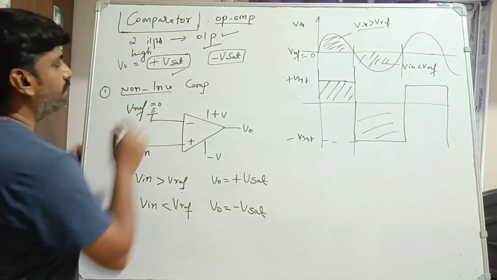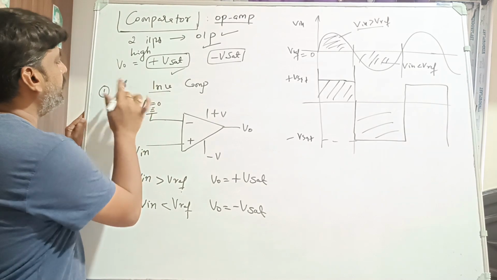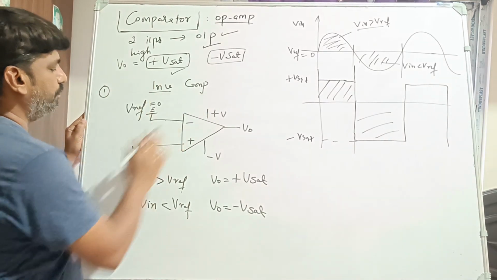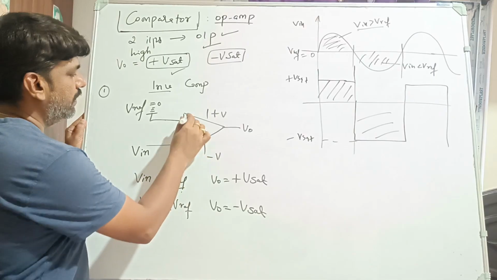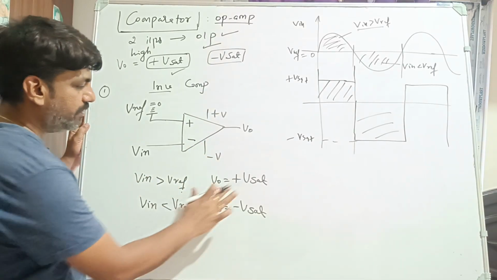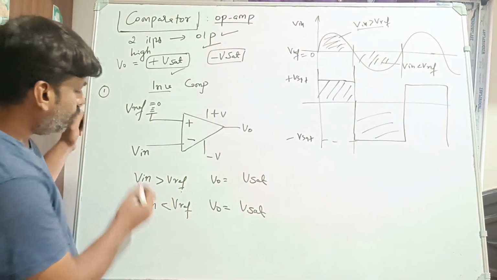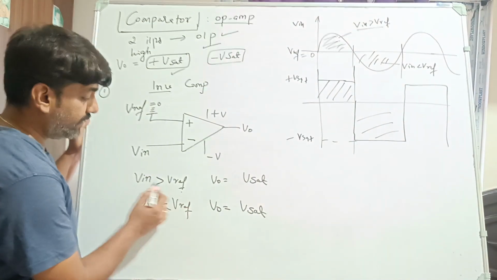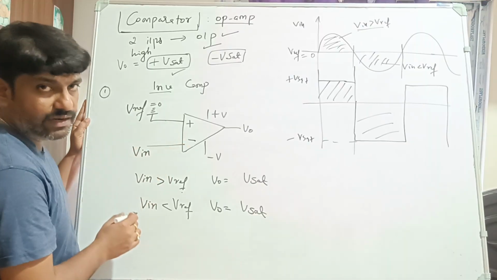So this is how it is going to compare, which acts as a comparator. Op-amp acts as a comparator, in which case it is a non-inverting comparator. Now we'll see what is going to be the inverting comparator. Inverting comparator means this is minus and this is plus. And we will see what is going to happen with respect to this condition. When Vin is greater than Vreference, what is the Vreference value? 0, which is at the non-inverting terminal in this case.